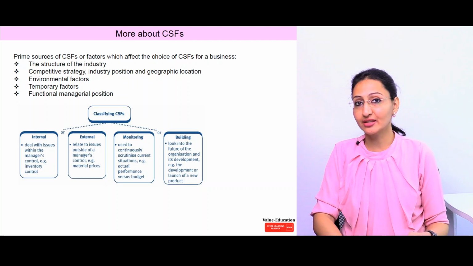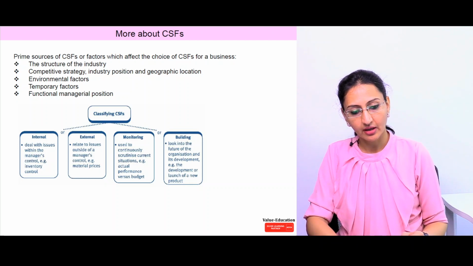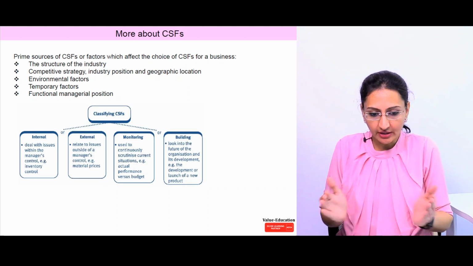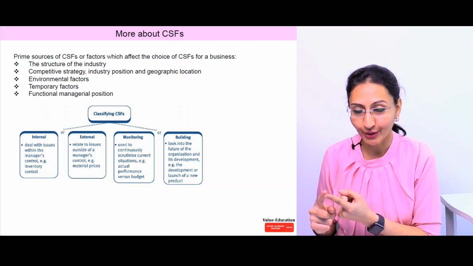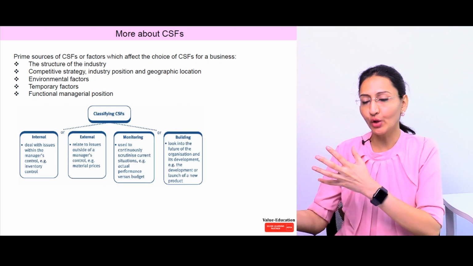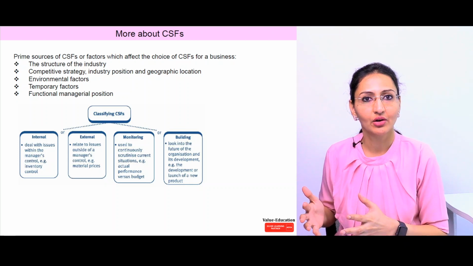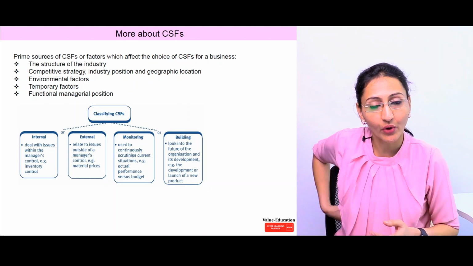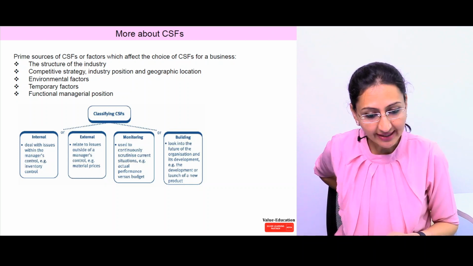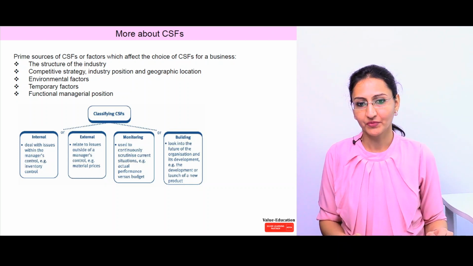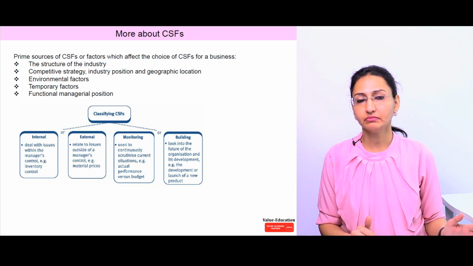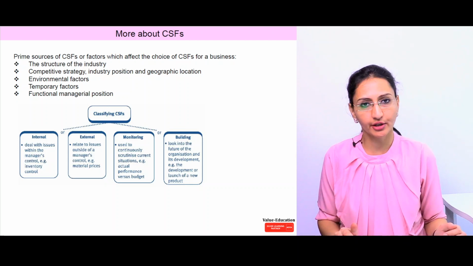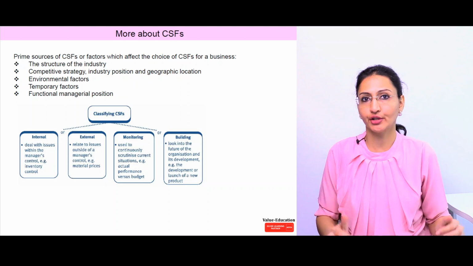Internal critical success factors. Now these are the factors which are within the control of the manager. Quality assurance. He can ensure that the quality delivered is best, what has been told to him, what the customer wants. That is internal CSF. Now, external critical success factors, which are not in the control of the entity. The entity cannot control them.